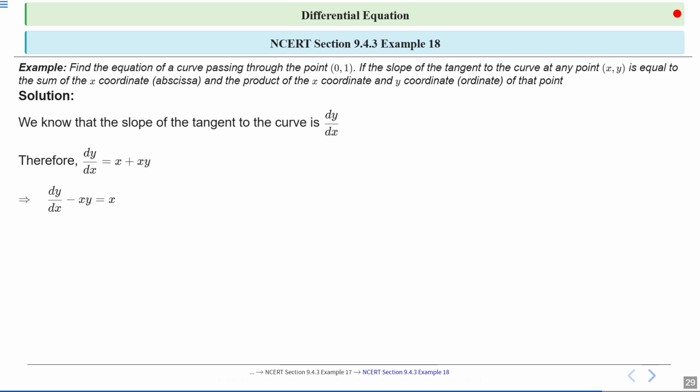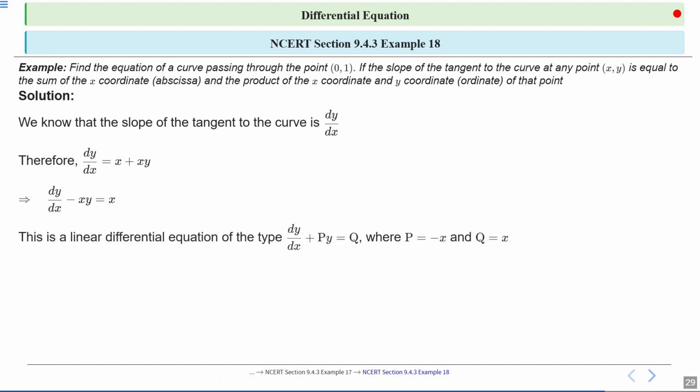So we get dy by dx minus xy is equal to x, and that is standard form of first order linear differential equation of the type dy by dx plus py is equal to q, where p and q are either constant and function of x only, but in this case p is minus x and q is x, both are function of x only.